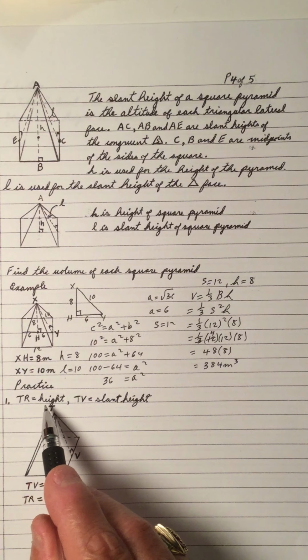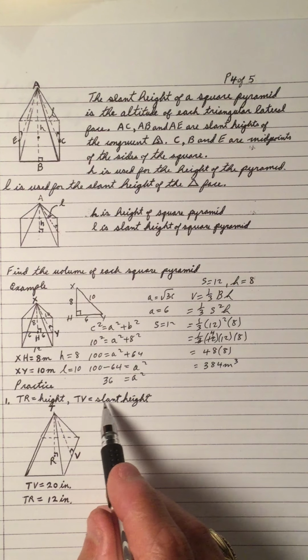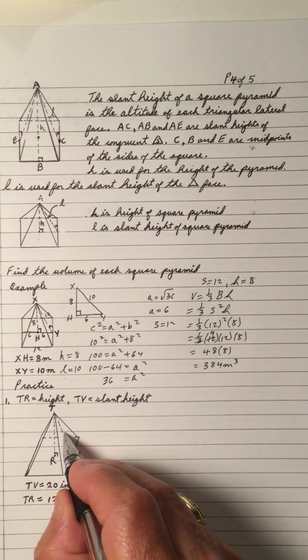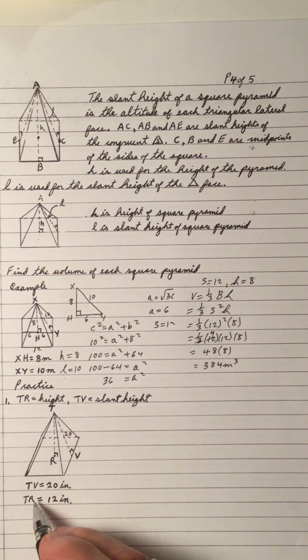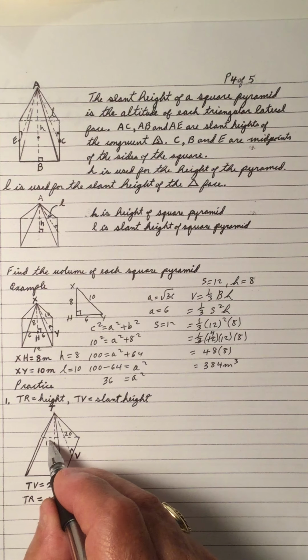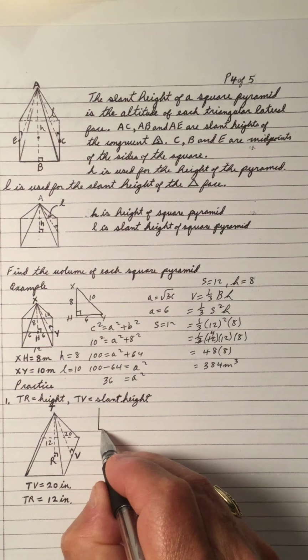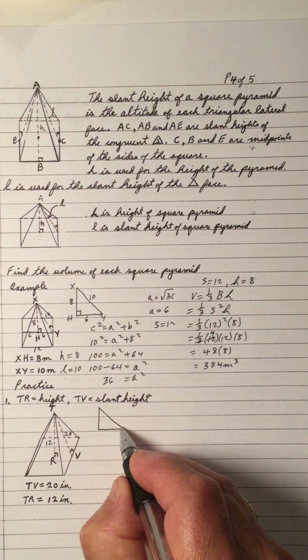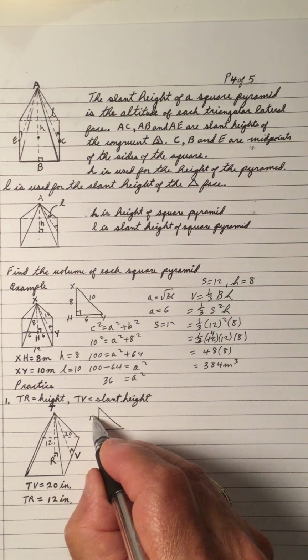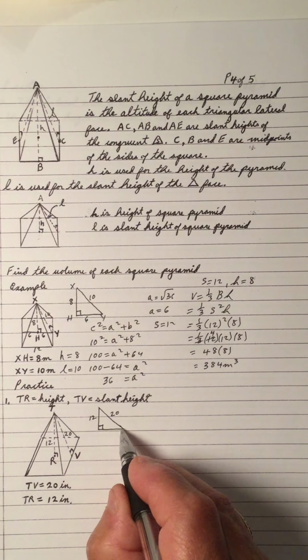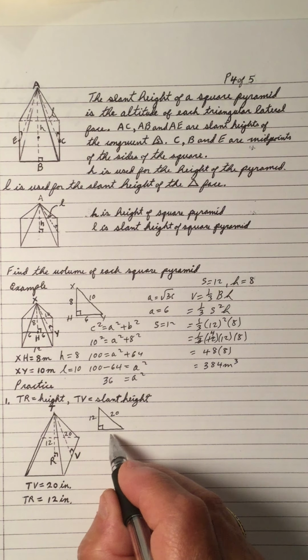And RT is the height, and TV is the slant height. So TV is 20, so that's a 20 right there. RT is the height, so that's a 12 there. And like above, we have a triangle, and we have a 12, we have a right angle, we have a 20. So we have to find this side right here, and we can call it X.